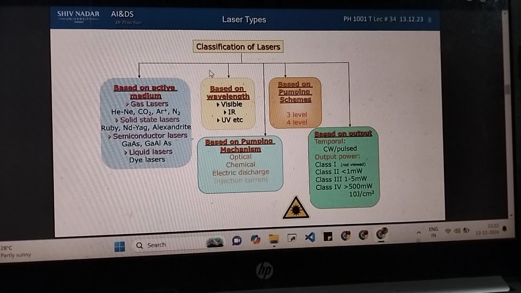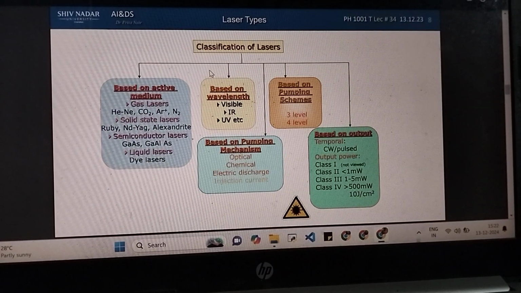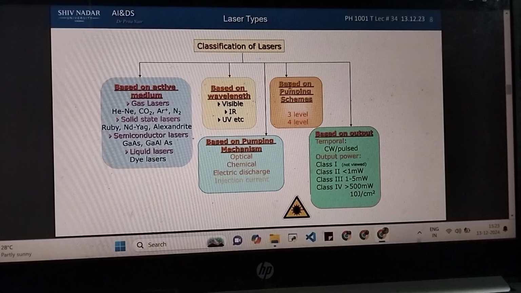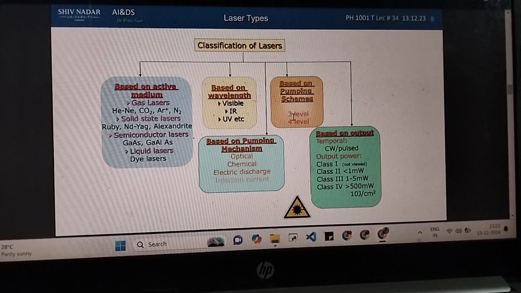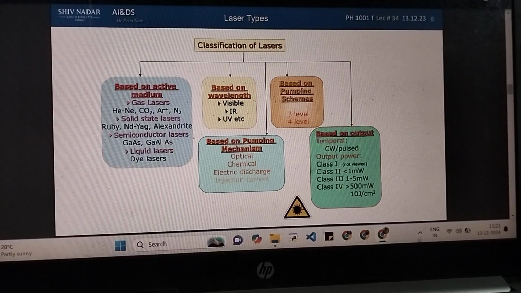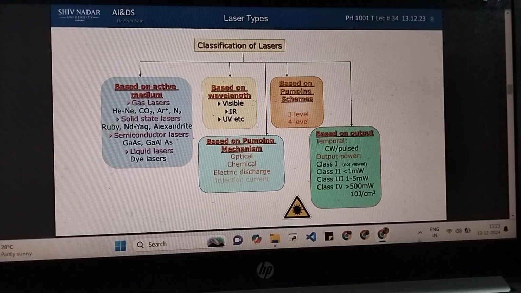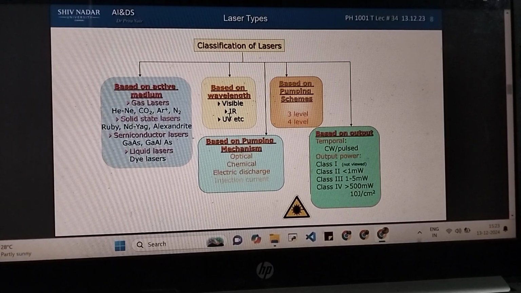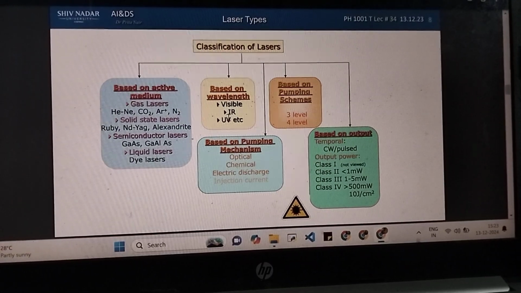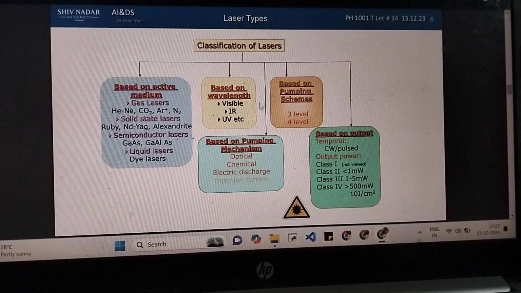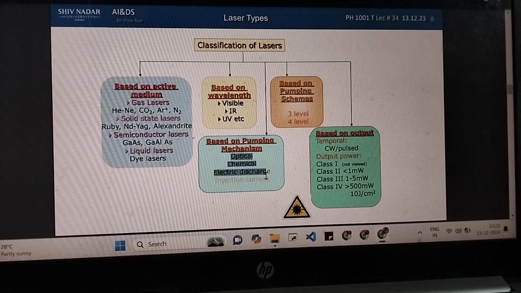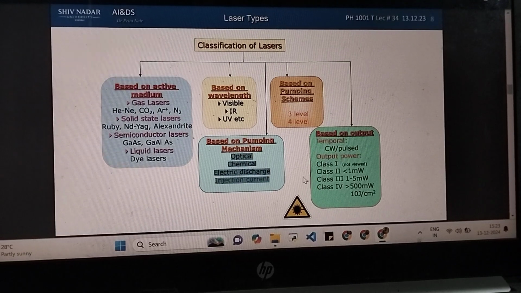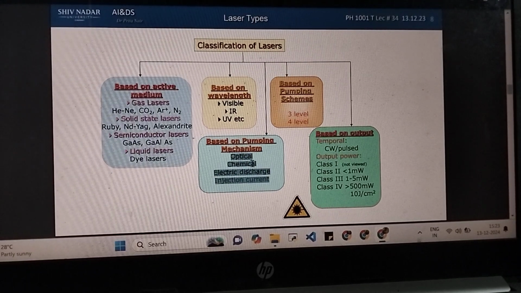Okay, so again, to continue with classification of lasers, based on the pumping schemes is what we just saw, 3-level and 4-level systems. Based on the wavelength of light they produce: visible, IR, UV. I'm sure you're pretty much aware of the spectrum of different types of light. So based on what light it produces, it falls into this category. Based on pumping mechanism: optical, chemical, electric discharge, injection current. So what is this? The pumping mechanism, what it is, you are aware of.